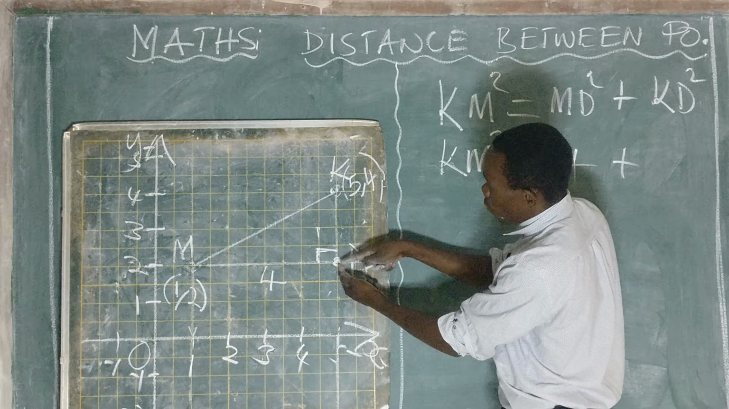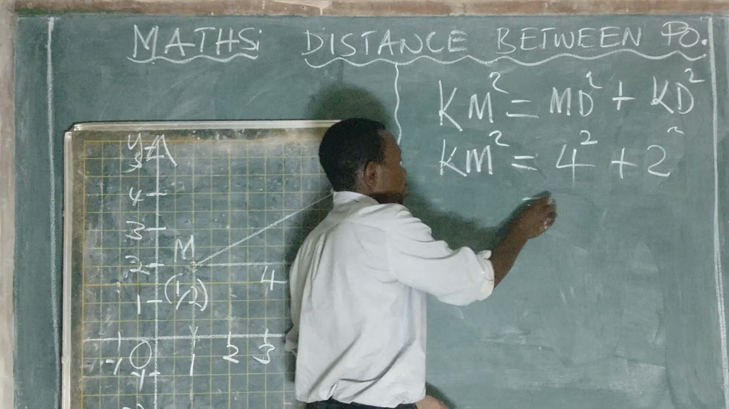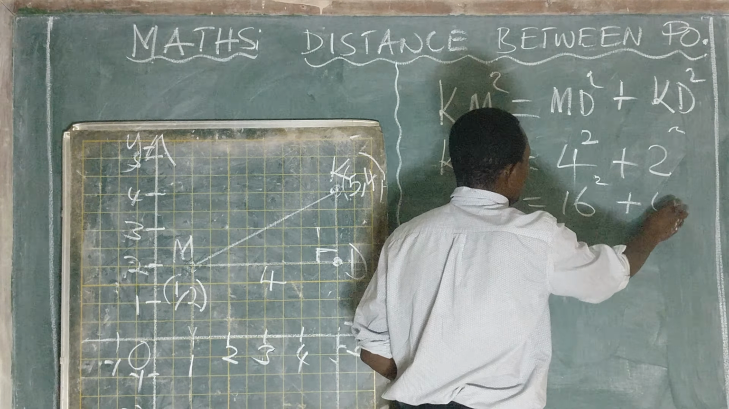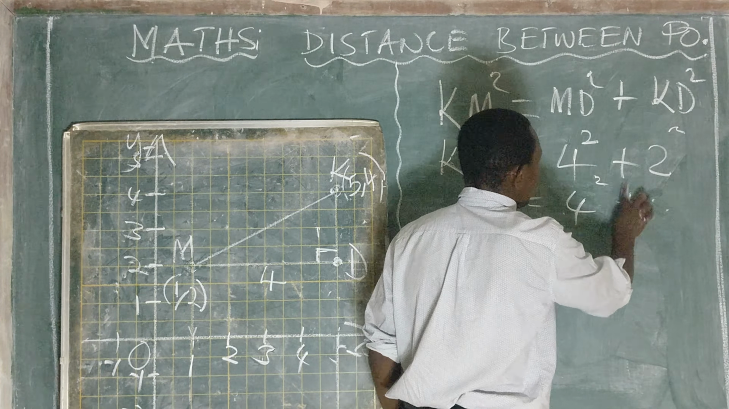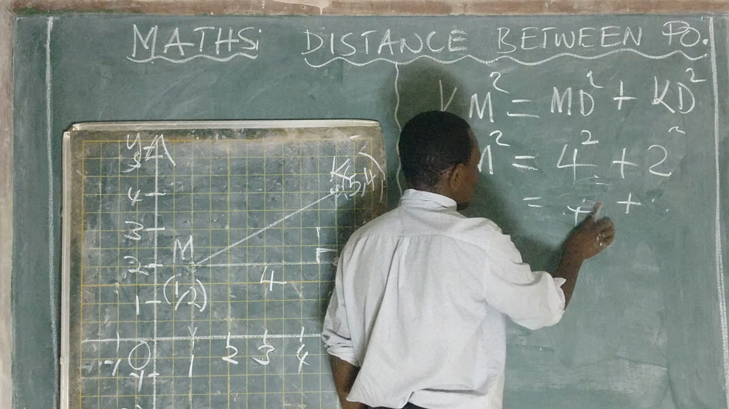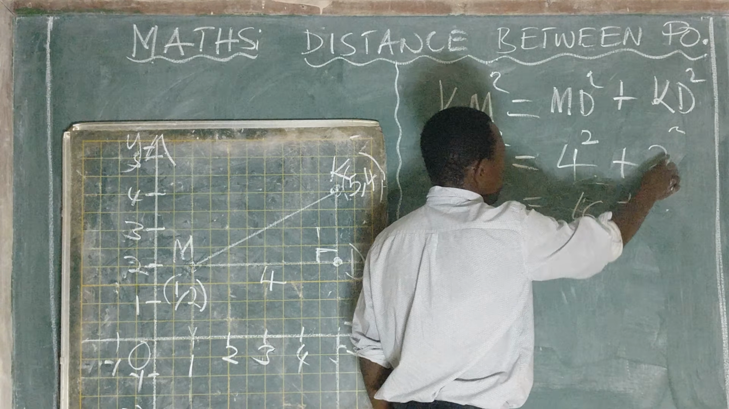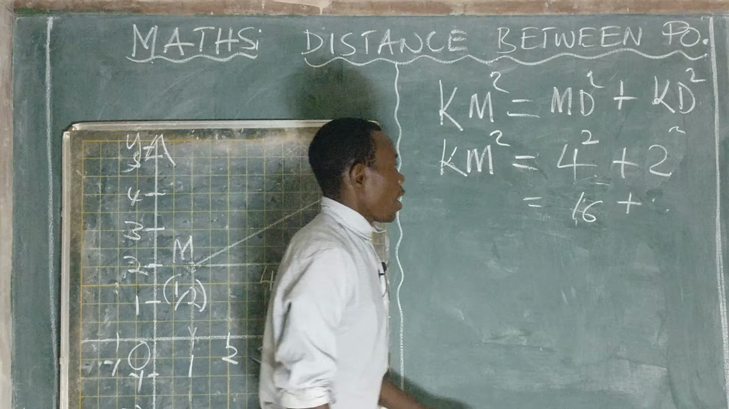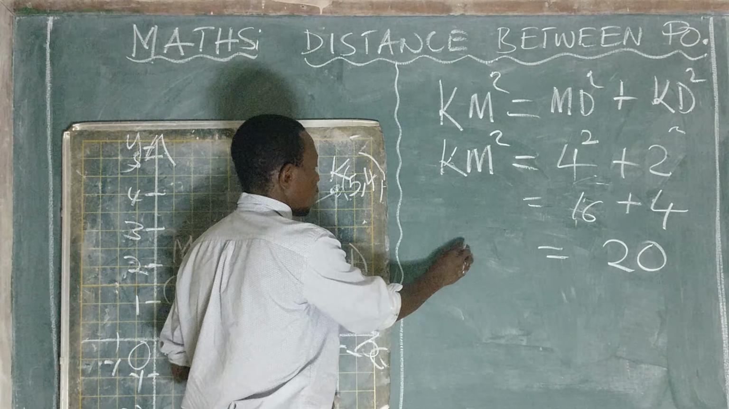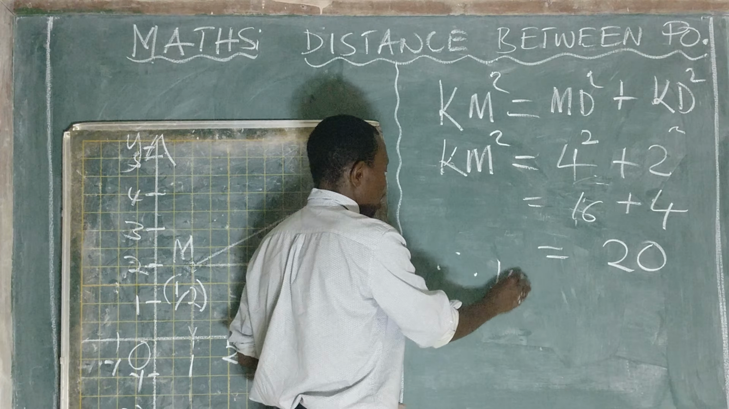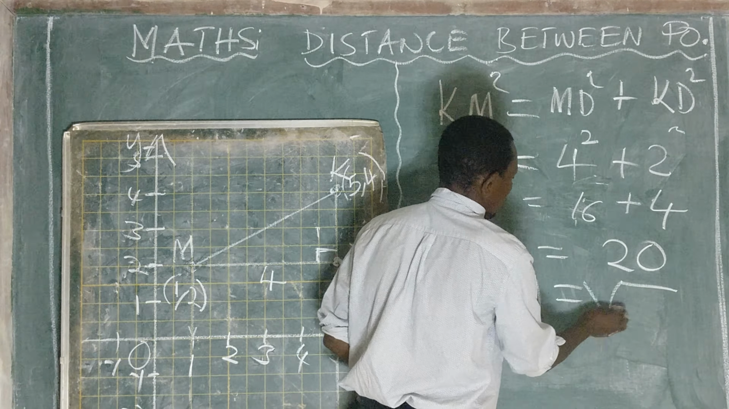Now, to calculate the value of KM, it would be, no, not 16 squared, but 4 squared plus 2 squared. 4 squared gives us 16, and 2 squared gives us 4. If we proceed, 16 plus 4 gives us 20, so to find the value of KM, I have to take the square root of 20.